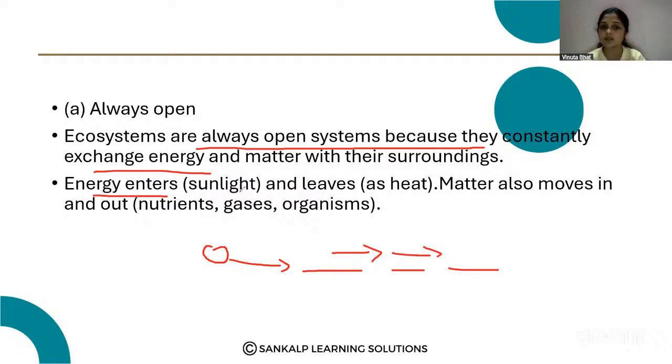Energy enters through the sunlight and leaves as heat. Around 90% of the energy is lost in the form of heat, and matter also moves in and out.